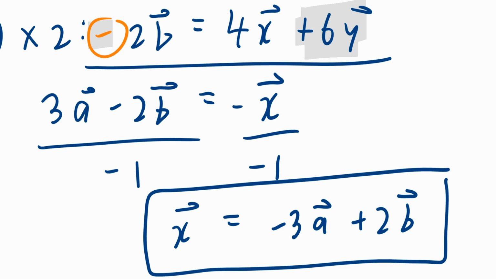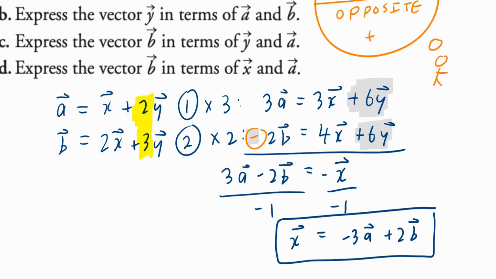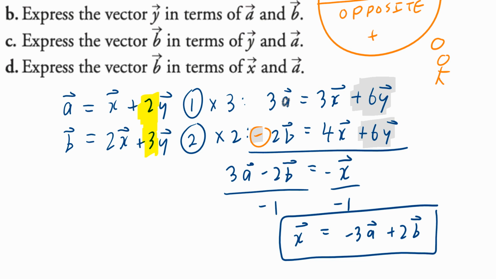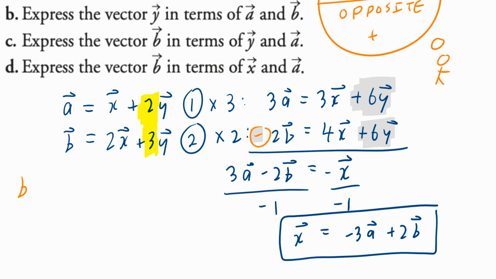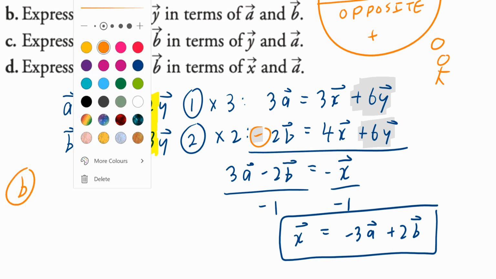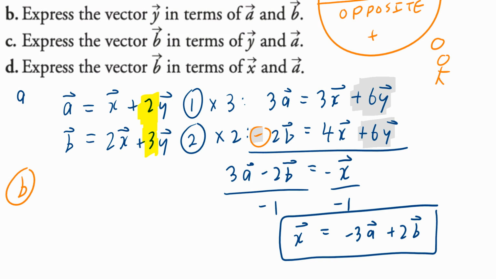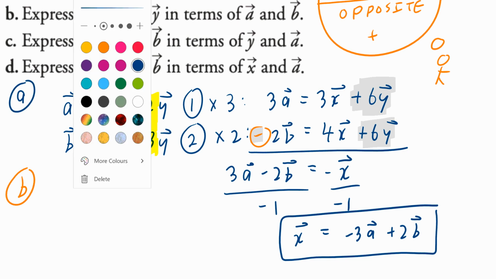Let's keep going. Part B. Express the vector y in terms of vector A and vector B. So same idea, right? If I use a different color, I'm going to continue from this part right here. So again, what we talked about was part A, which was here. And now we're going to do part B.